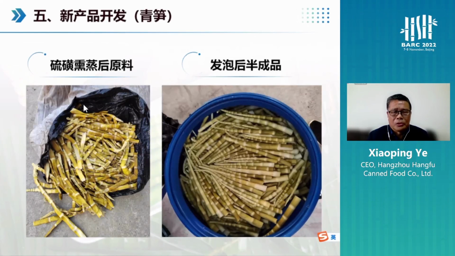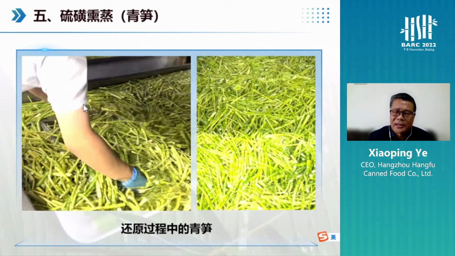I'm going to introduce the raw materials after self-fumigation. For this kind of bamboo shoes, you see, it's not pale. It's more like green. After sinking in the water, the one on the left is on the mountain. On the right is after the half processing, the color shows what we call the green rod. The color can still maintain this.